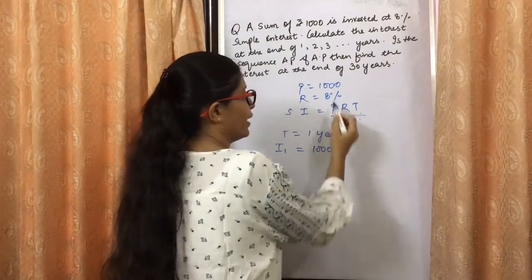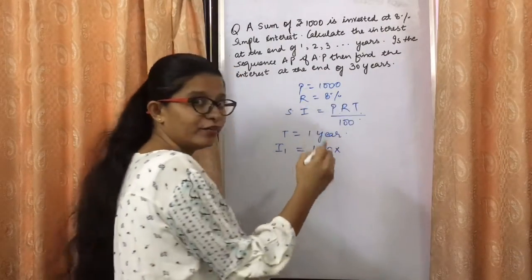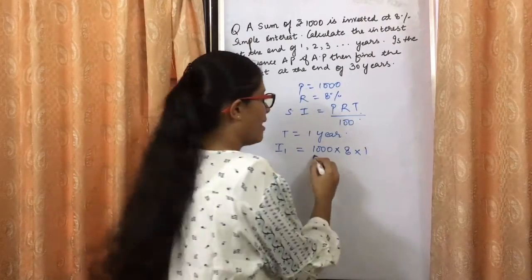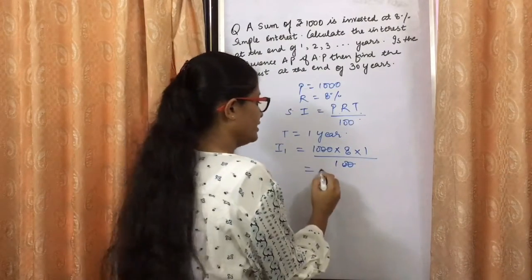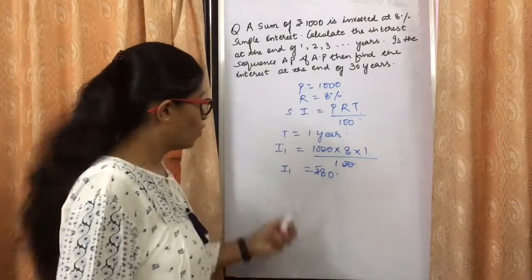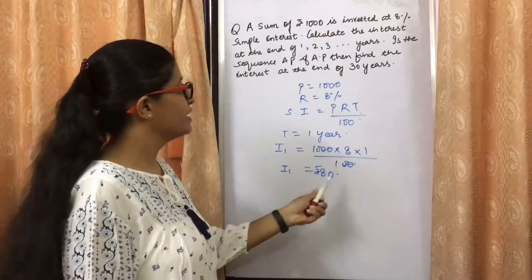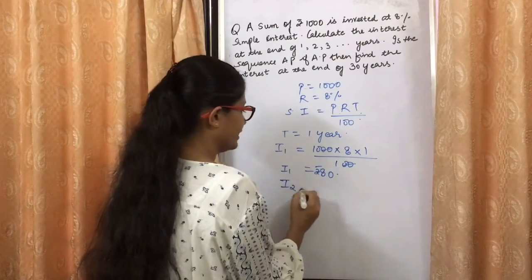1000 into 8%, that's why this 100 comes, so we won't put the percent sign. It will be only 8. 8 into time, which is 1, upon 100. This 100 and 1000 will get cancelled out and the remaining amount comes out to be 80 rupees. So at the end of 1 year, the interest we are going to get on 1000 rupees is 80 rupees. Now we will be calculating for the second year.